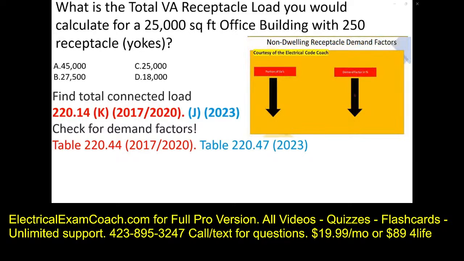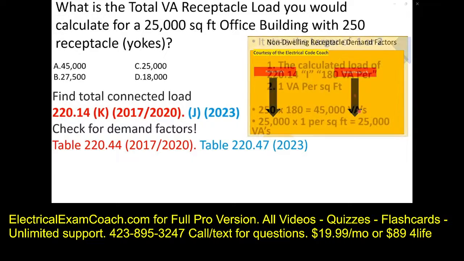When we get there, we're going to see it's very similar to table 220.42 and 220.45, depending on what code cycle we're in. We're going to start on the left-hand side, and it's going to tell us our portion of VAs, and then on the right side, it's going to tell us our demand factor in percentage. And this table is for non-dwelling unit receptacles. Let me break it down one step at a time.